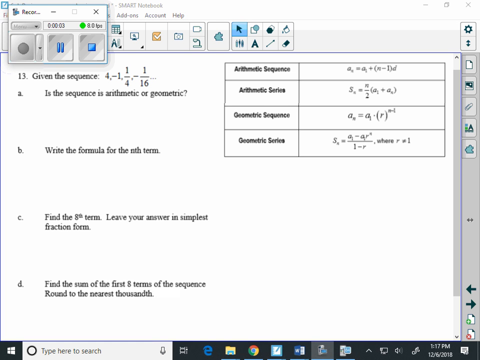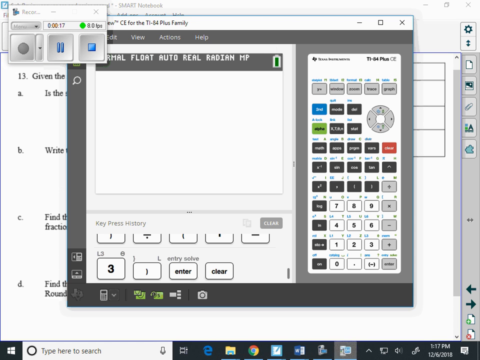Given the sequence 4, -1, 1/4, -1/16, what we need to do is figure out, is this arithmetic or is it geometric? And remember, let's use our calculators, and we'll start here by typing this in.